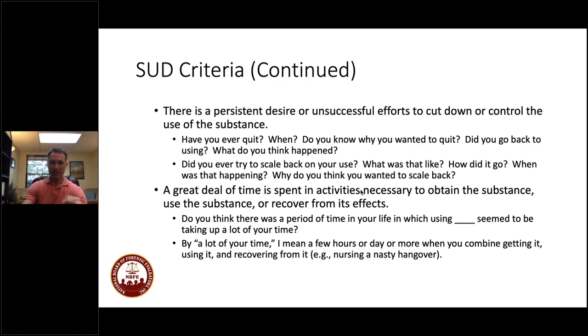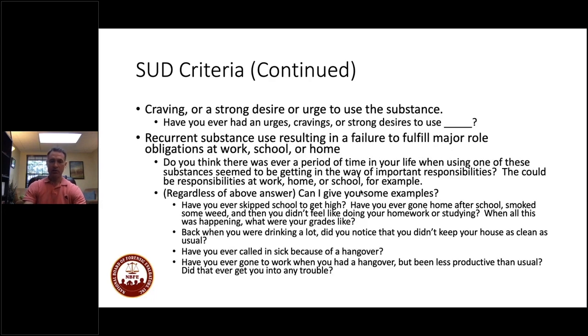Take the symptom: a great deal of time is spent in activities necessary to obtain the substance, use the substance, or recover from its effects. That's an intimidating verbiage for a client. But you can ask questions like, have you ever spent a few hours or more in one day getting or using a substance? Those are questions that people will feel much more comfortable answering and that they'll understand more. Craving is actually pretty straightforward, I think, but we're not just talking about a desire or interest in using something. We're talking about a strong desire or urge, a compulsion almost.